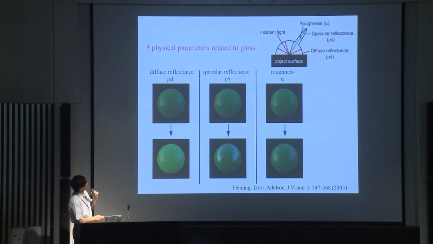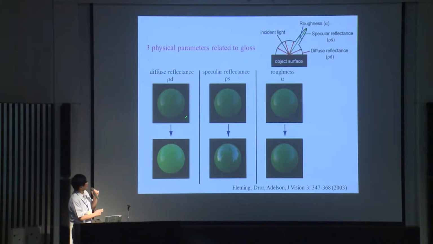And this slide shows, this is a Roland paper, the 3 physical parameters related to gloss. So one is diffuse reflectance, rho D. Second is specular reflectance, rho S. And third is spread of specular reflection due to surface roughness, alpha.